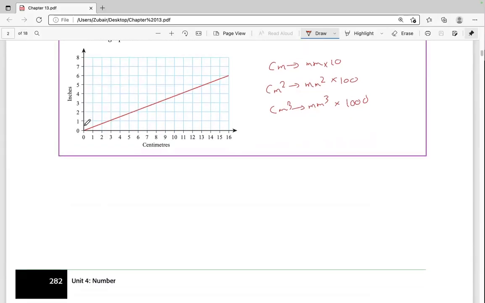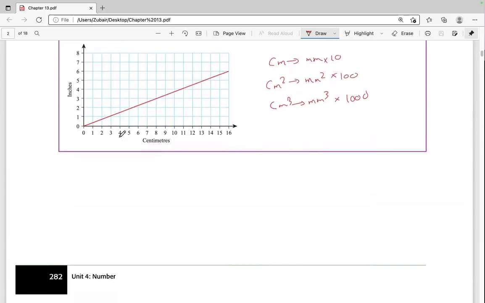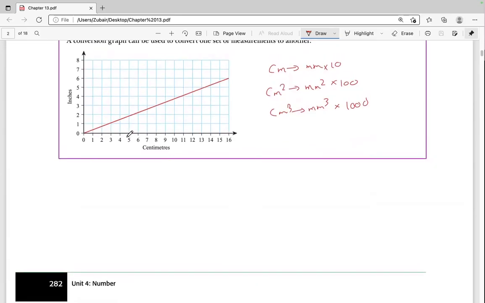Now these graphs are very helpful. Sometimes we do not have integers like the one in centimeter to millimeter. In case of inches, 16 centimeters is equal to 6 inches. So if I would ask about 1 centimeter, that would be some decimals and a rounded number. So a graph is very helpful in that case.